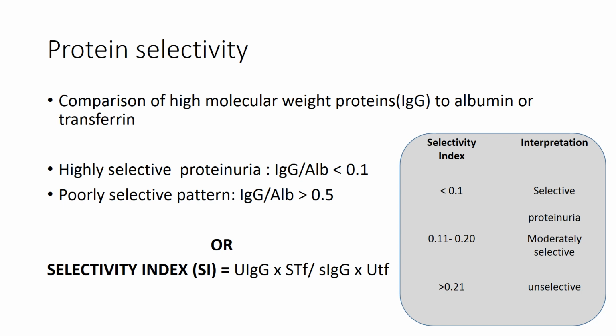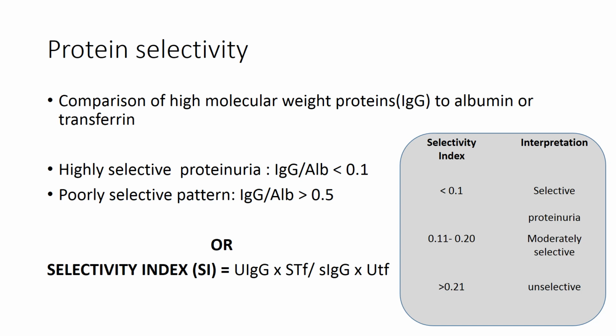And then once that ratio goes above 0.5, we would say that the filtration barrier is poorly selective, and we have a poorly selective pattern. Other people prefer to use what is known as the selectivity index, where they use this formula: the urinary immunoglobulin G multiplied by the serum transferrin levels, divided by the serum immunoglobulin G level multiplied by the urinary transferrin level. The index would tell them whether they have a selective proteinuria if the index is less than 0.1, or moderately selective if the index is between 0.1 and 0.2, or unselective if it's greater than 2.1.